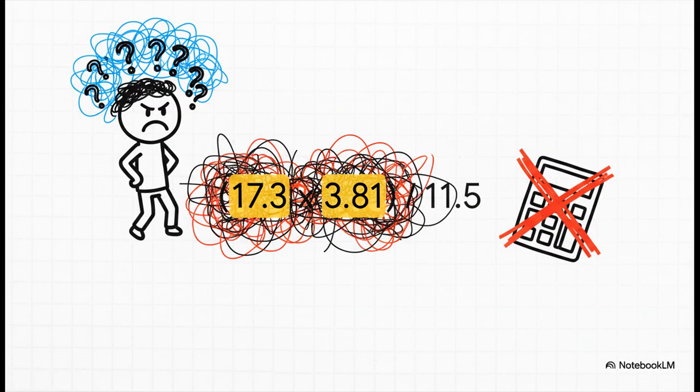Imagine you see this calculation on a non-calculator paper. I mean, it just looks horrible, right? Slow, messy, and easy to make a mistake. But what if we don't need the exact answer? What if we just need a good guess?